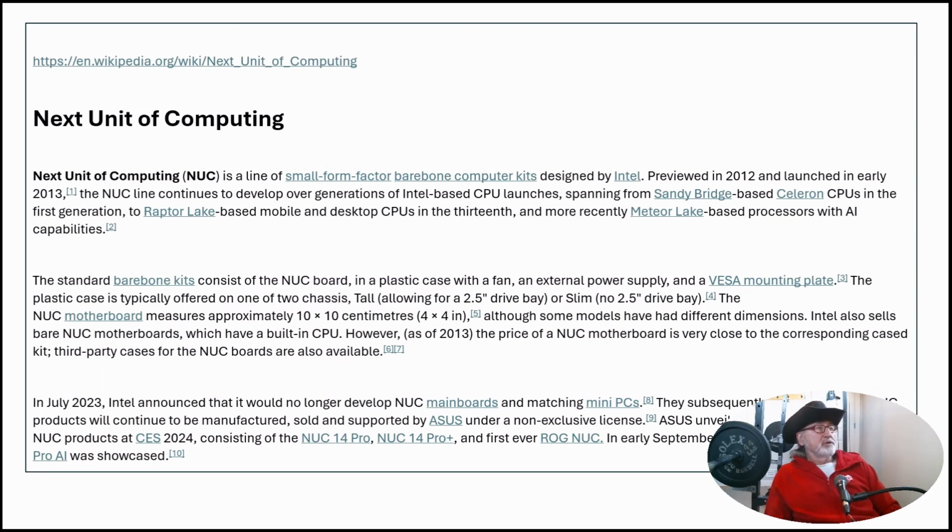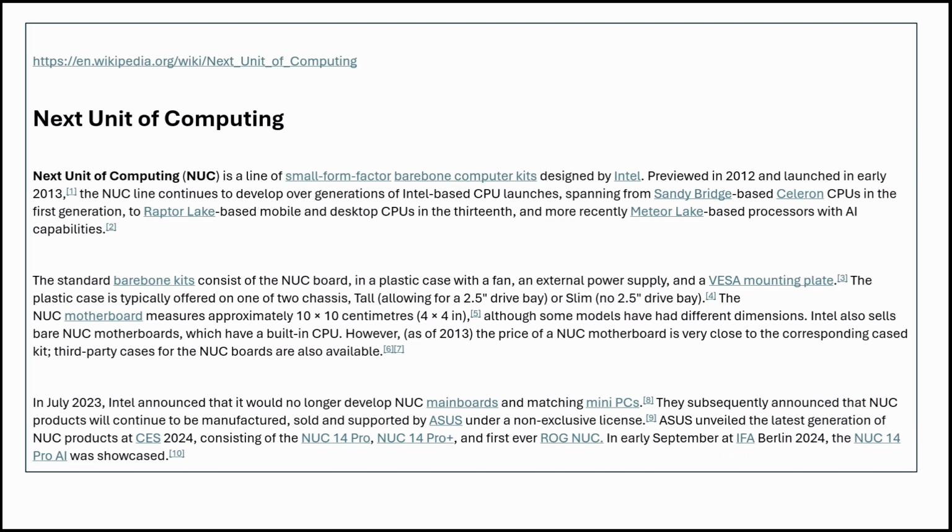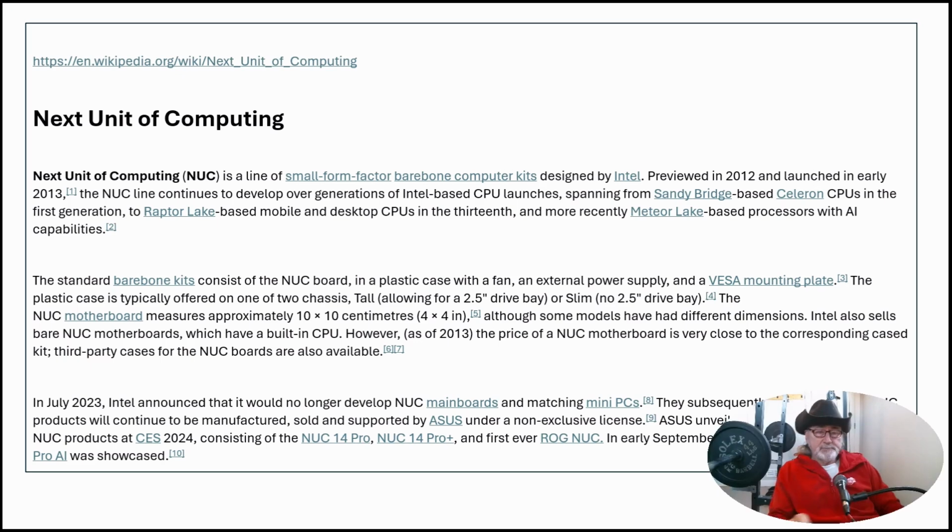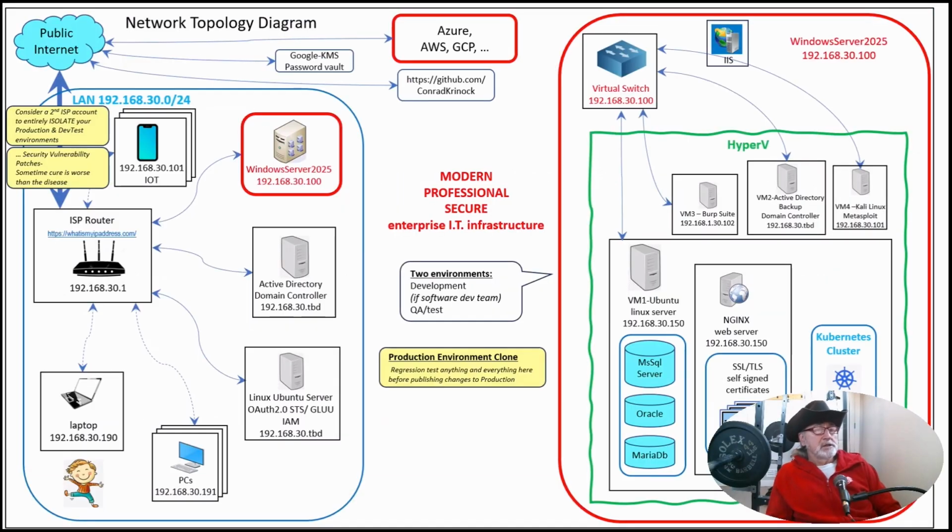Here's some additional information from Wikipedia that I just captured, and we're not going to read this. If you want to pause the video or go to that website up there, there you are, but we're not going to spend time on that. Okay, and the context here on our network topology diagram, we're still talking about Windows Server 2025.